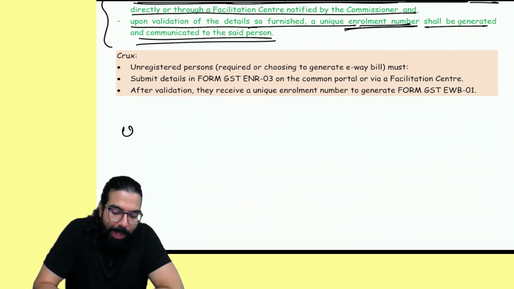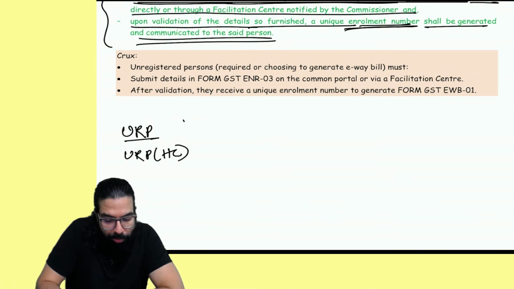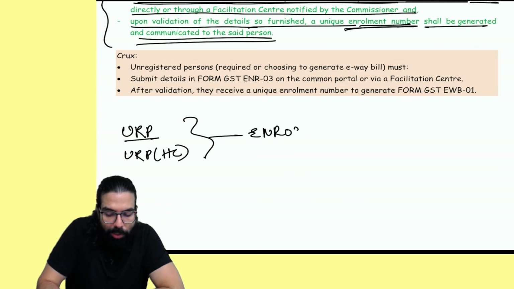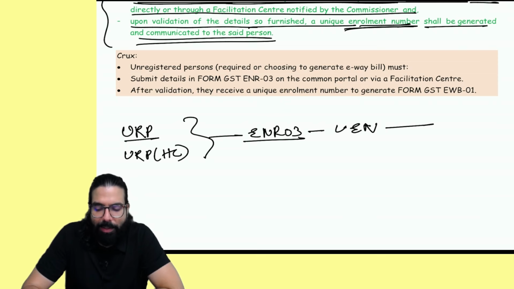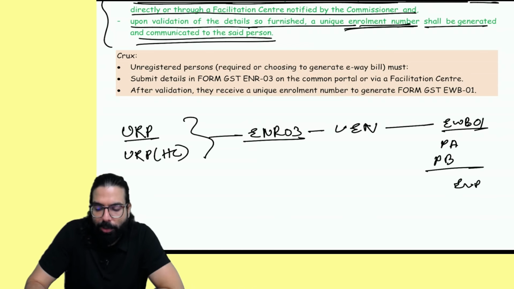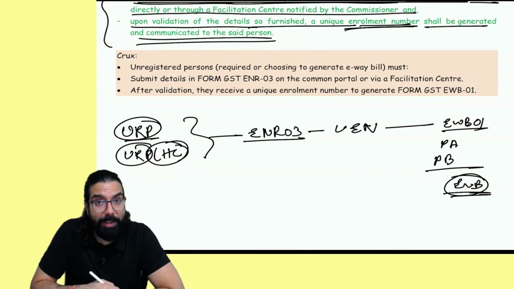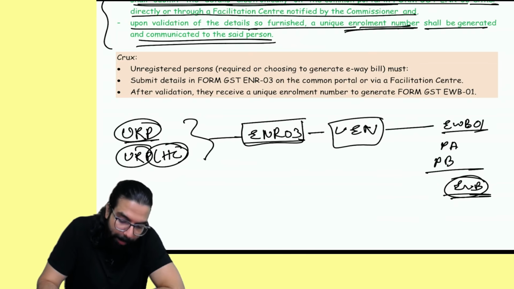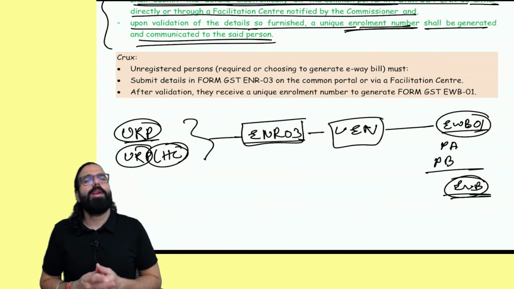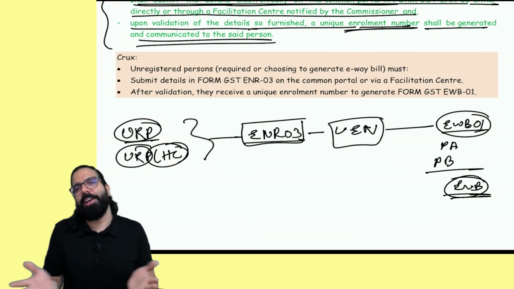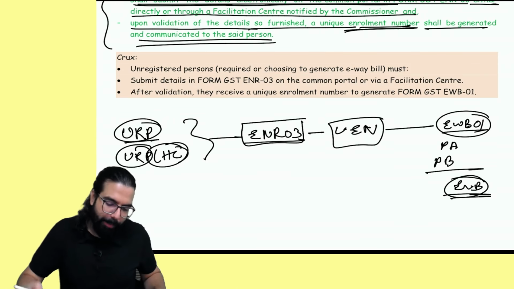So people, one minute. An unregistered person who wants to generate, or an unregistered handicraft supplier who has to generate, first what will they do? In ENR03 they will take a unique enrollment number, and now they will go to the GST portal and fill the EWB01 form part A and part B and generate the e-way bill. So, sir, to generate an e-way bill, first you have to go online, take enrollment, and then you can fill form GST EWB01, and you can generate your e-way bill. Done, sir. This point is clear.